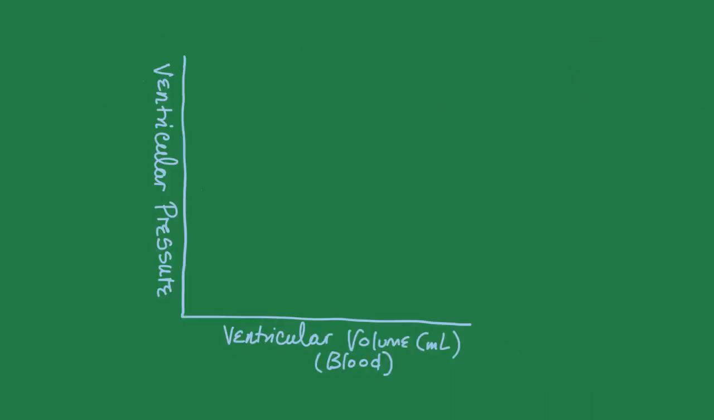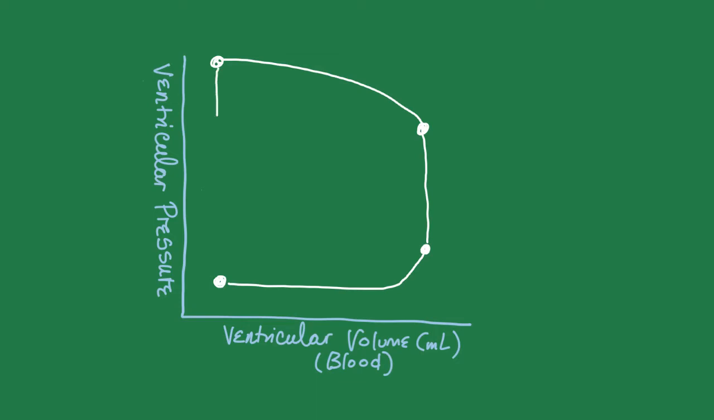Another way to represent the cardiac cycle is to use a graph. On the x-axis here we see ventricular volume of blood. This is the amount of blood that is inside the ventricle. The y-axis represents ventricular pressure. The 4 dots are the actions of the valves.